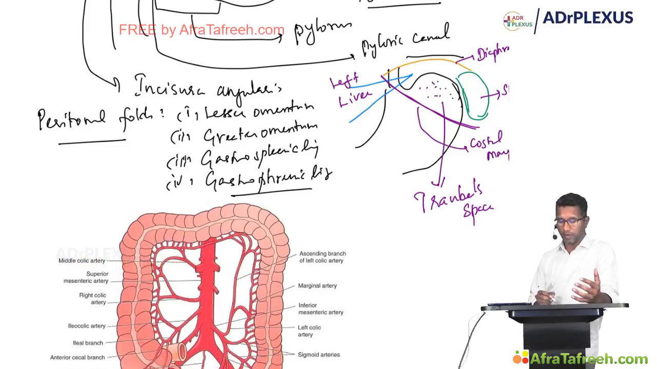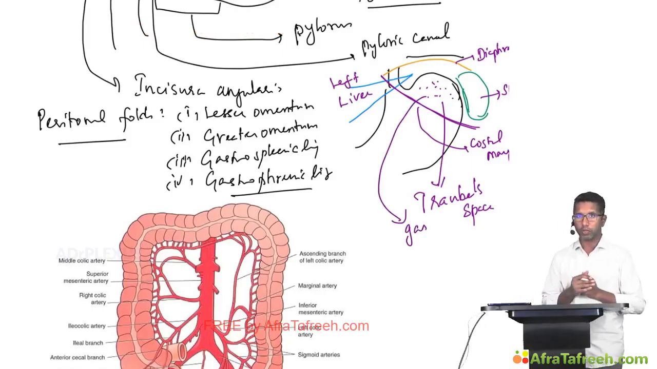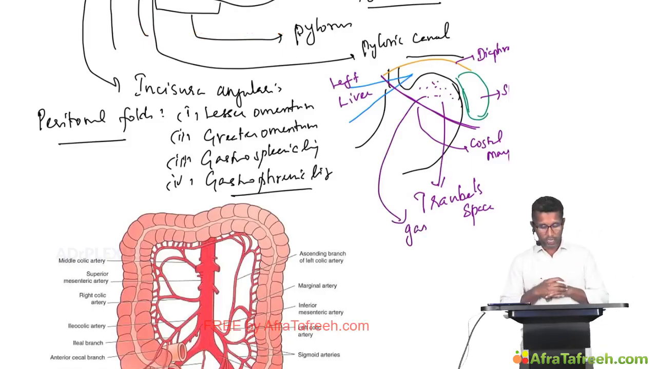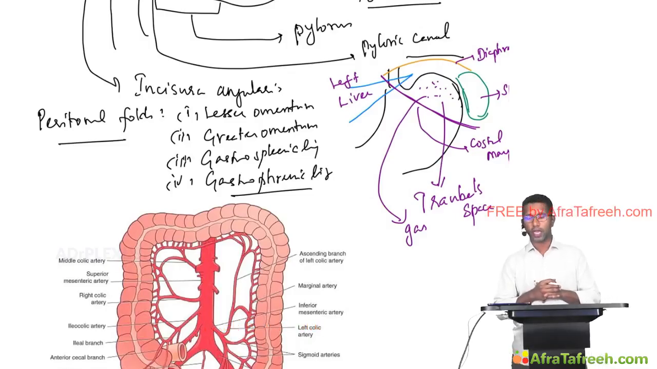Usually the Traube space, or the fundus, is filled with gas. So whenever you take an X-ray in an erect view, you can see a fundic gas shadow below the left dome of the diaphragm.